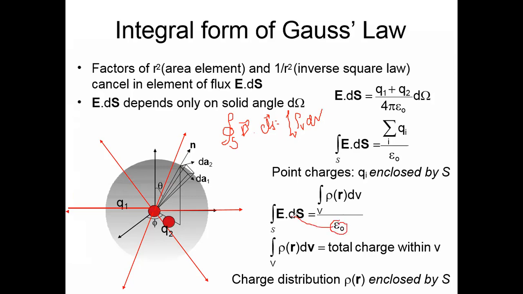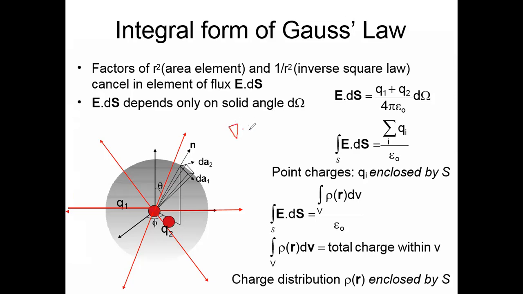Either you multiply epsilon naught this side, then you will write this as D dot dS, or you may write E dot dS, then you will have to divide by epsilon naught this side. Means if you are writing E here, then it will be 1 by epsilon naught times the integral of rho_v dv. It is the same thing, just a way of representation. And what is the differential form of Gauss law?